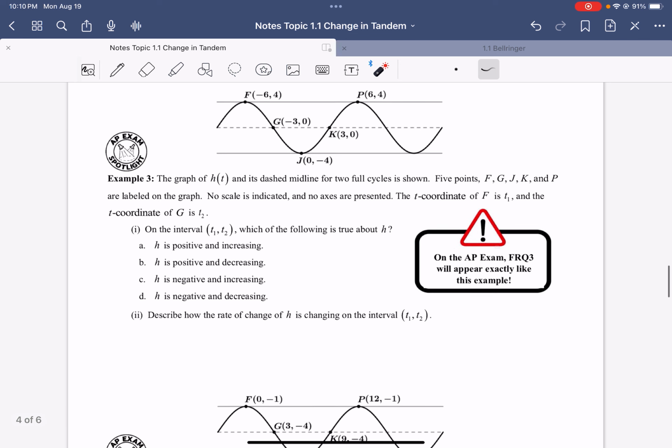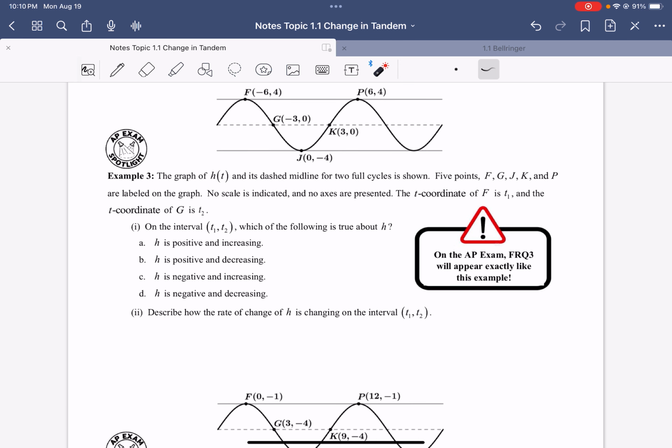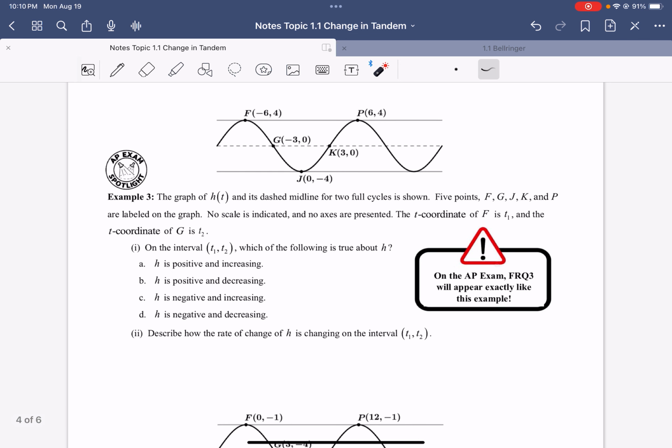Here we have an example. The graph of h of t and its dashed midline for 2 full cycles is shown. 5 points F, G, J, K, and P are labeled on the graph. No scale is indicated and no axes are presented. The t-coordinate of F is t sub 1 and the t-coordinate of G is t sub 2. On the interval t sub 1 to t sub 2, which of the following is true about H?